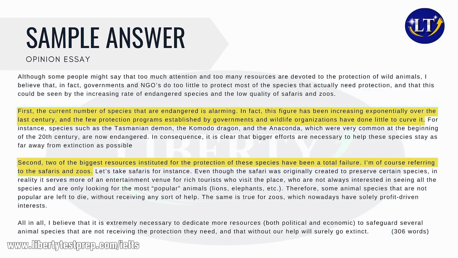Then in everything that has been highlighted in yellow, here we have my reasons, okay, the reasons and explanations. So for example, my first reason is that the number of species that are in danger is alarming, and then I'm providing explanations with in fact, right? In fact is a keyword in order for me to insert explanations. Then the second reason would be that the two biggest resources have been a total failure. Okay, so the second paragraph talks about something totally different, and I develop a different argument.